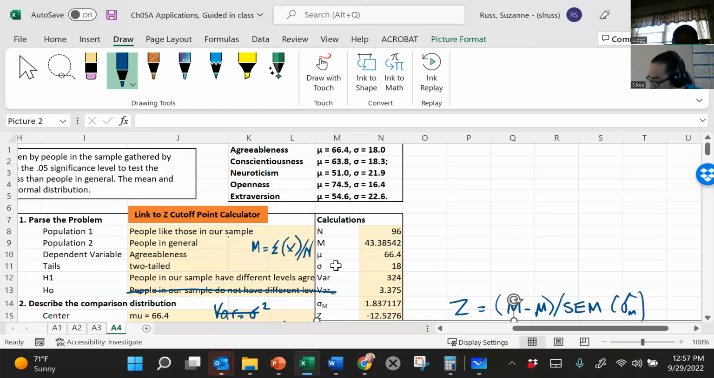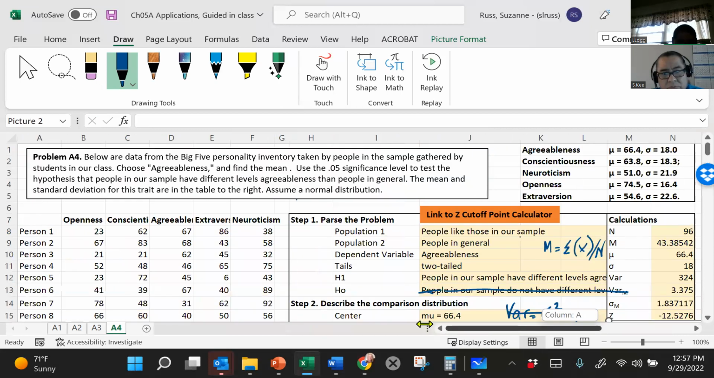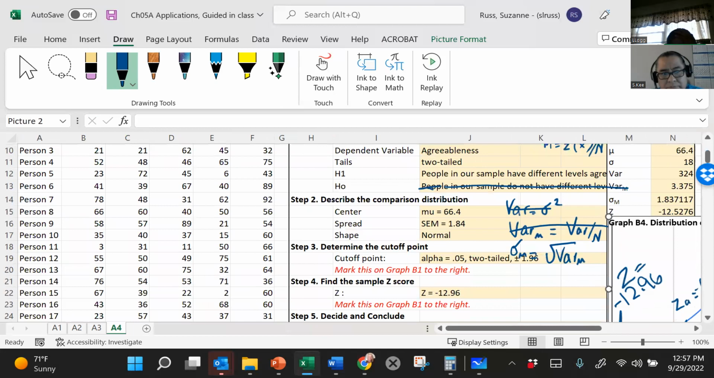So what you're asked to do, I don't give you agreeableness, I give you and ask you to choose one of the other traits and see if it's different for the people in our sample. So that is the end of what we have for our problems. You are also asked to do one problem, a real short one on paper, just so that you get that practice.